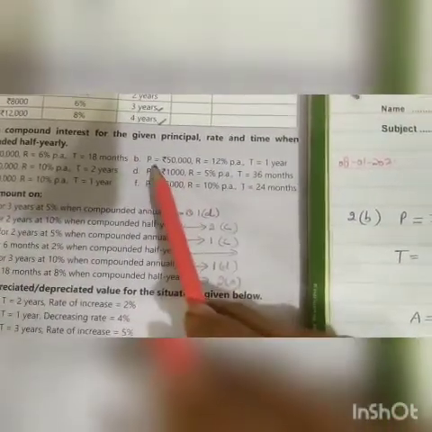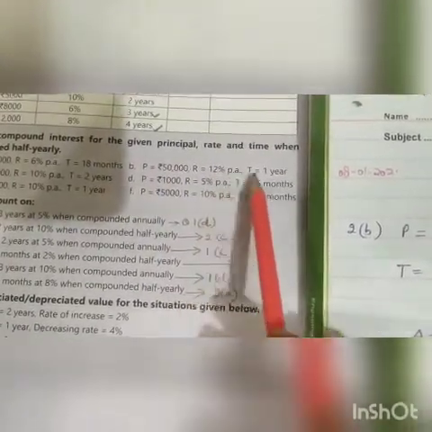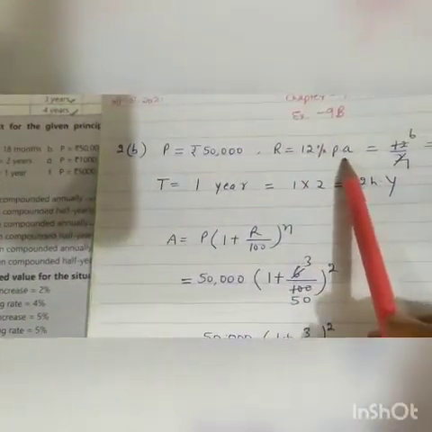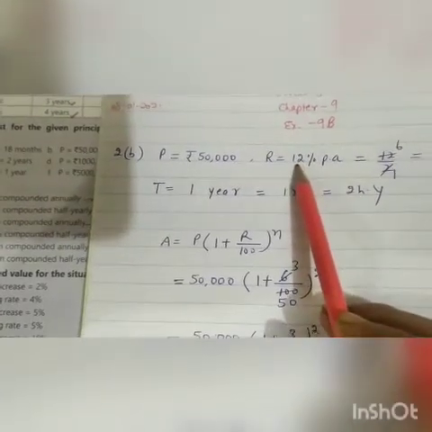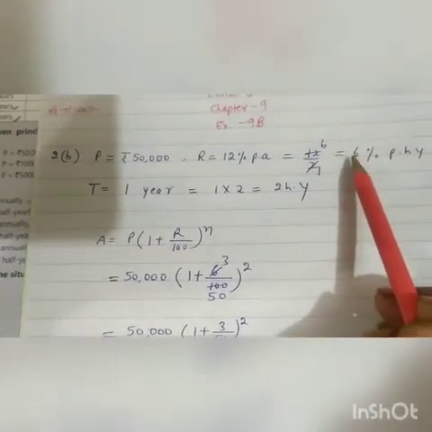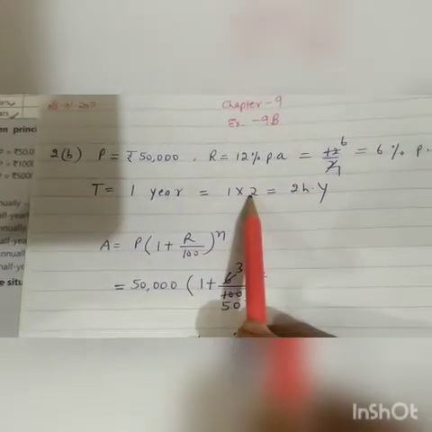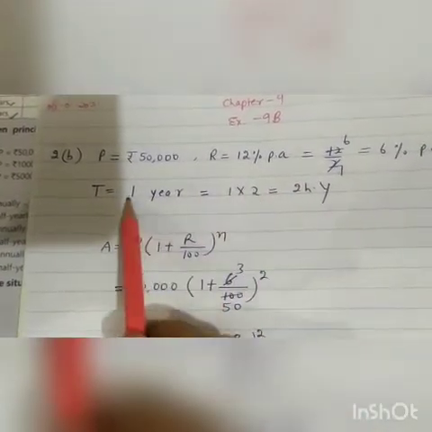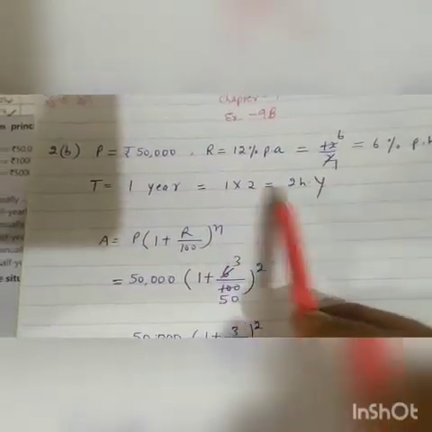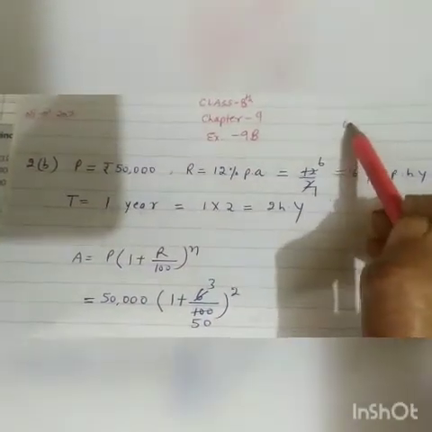Part B: principal is 50,000 rupees. R is 12% per annum. Time is 1 year. We will divide this given rate of interest by 2. 12 upon 2 is 6% per half yearly. Time is 1 year, so time will be multiplied by 2. When time is given in years, we multiply this time by 2. 1 multiplied by 2 is 2 half yearly. Or if we see, 1 year means 12 months, and 12 months means 6 plus 6.